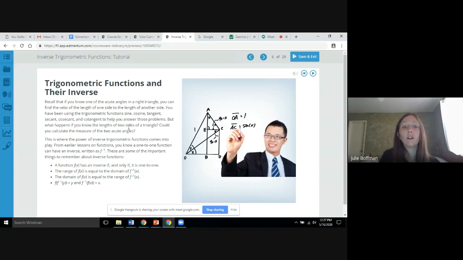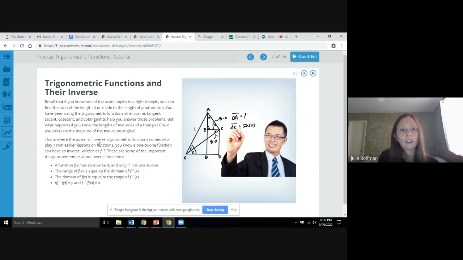But what happens if you know the side lengths? Could we use those two side lengths to find the angle? So now, in the past, we've been looking for either an ordered pair value or a side length of a triangle. Now we're going to use the ordered pair value or the side lengths of a triangle to find the angle. So this is where the power of inverse trig functions comes into play.